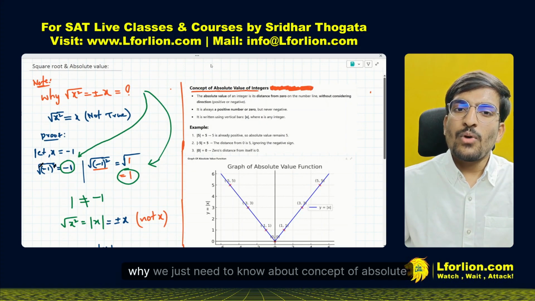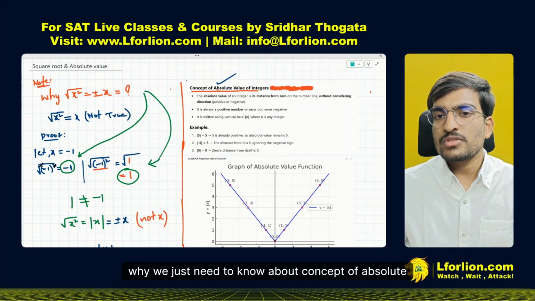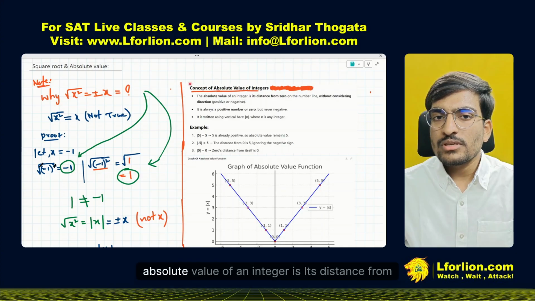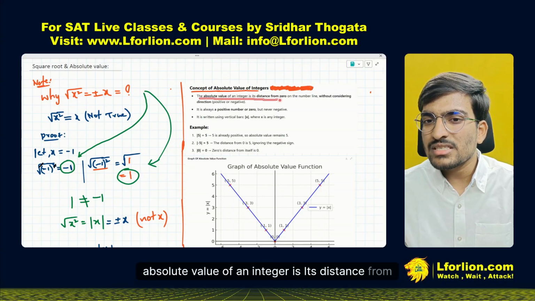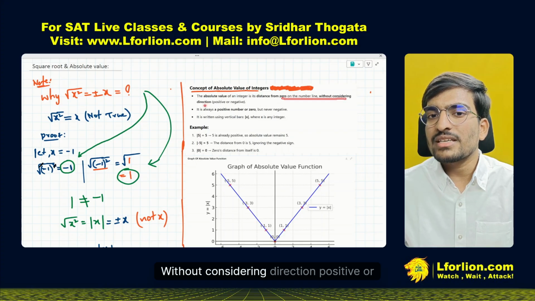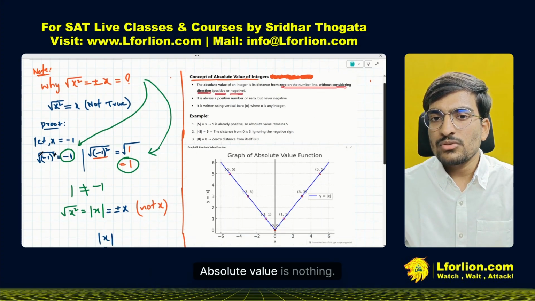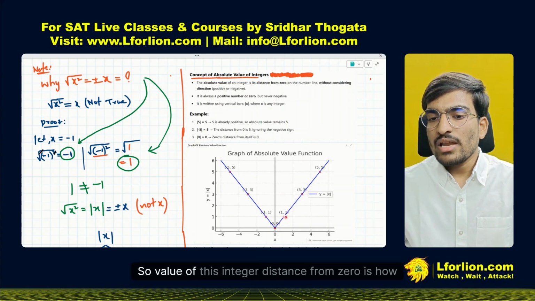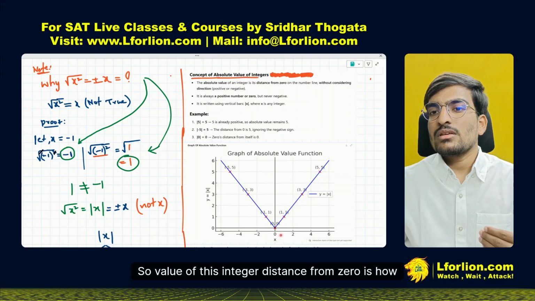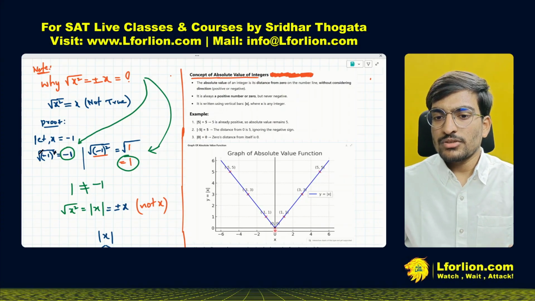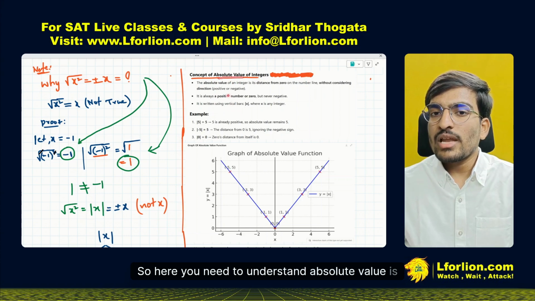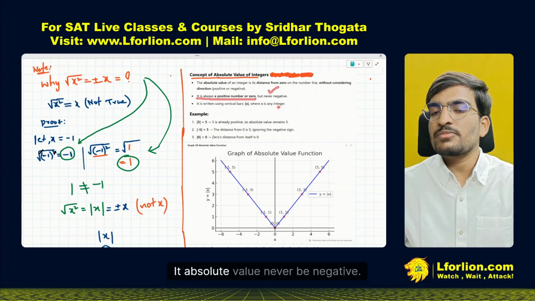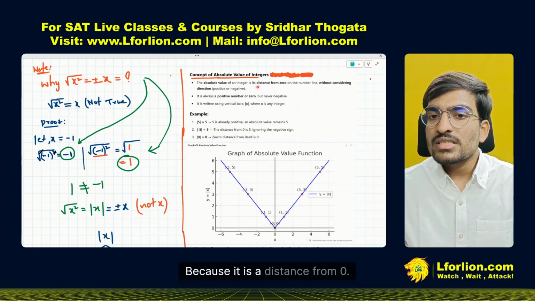First of all, we need to know the concept of absolute value of an integer. The absolute value of an integer is its distance from 0 on the number line without considering direction, positive or negative. The integer itself may be positive or negative, but the absolute value is always a positive number or 0, never negative. Why? Because it is a distance from 0.